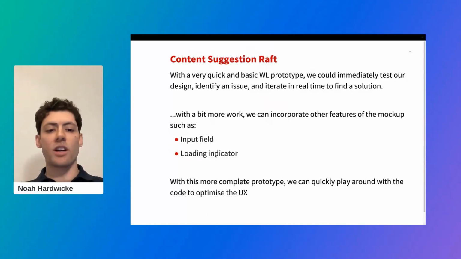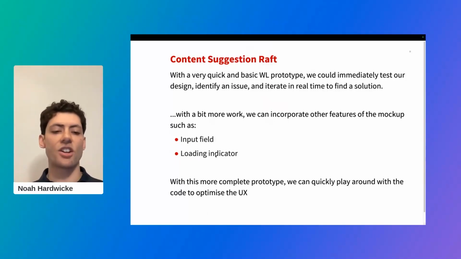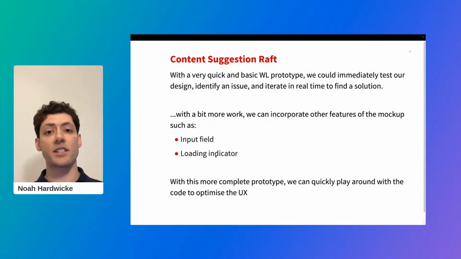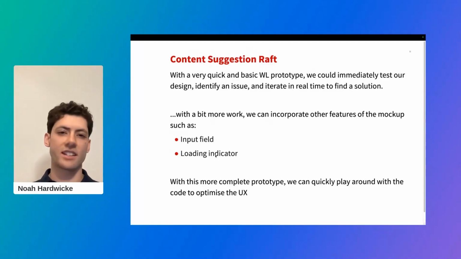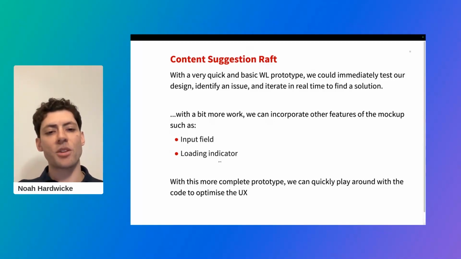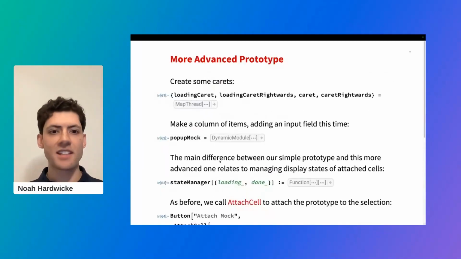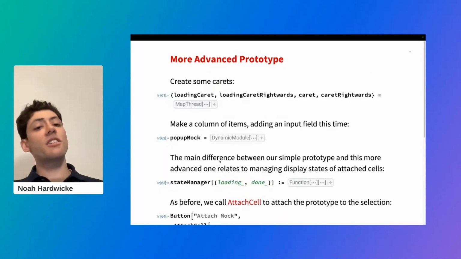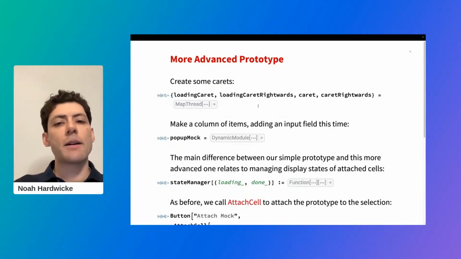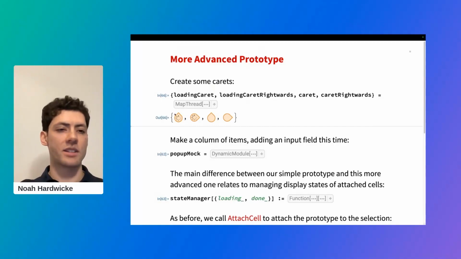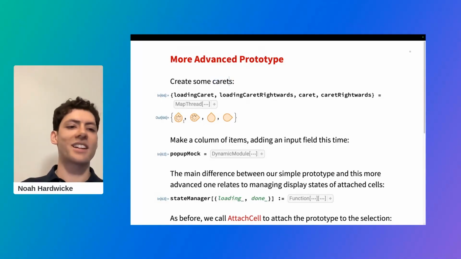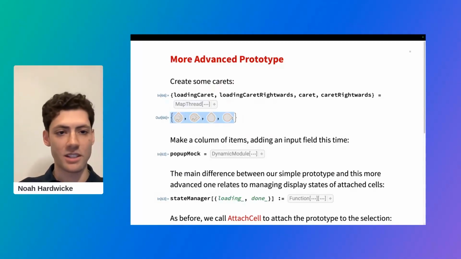Now, with a bit more work, we can add the other features of the Illustrator mockup we had before, right? Because it had an input field at the bottom and also a little loading indicator to begin with. So I'm not going to go through all of the steps of how that's made because it's a bit more code, but the general structure doesn't change. So the first thing I'm going to do is just define some of these loading indicators, and I've given these little directional pointers. I'm calling them carrots. These are nothing but dynamic graphics expressions, really, so nothing particularly complicated here.